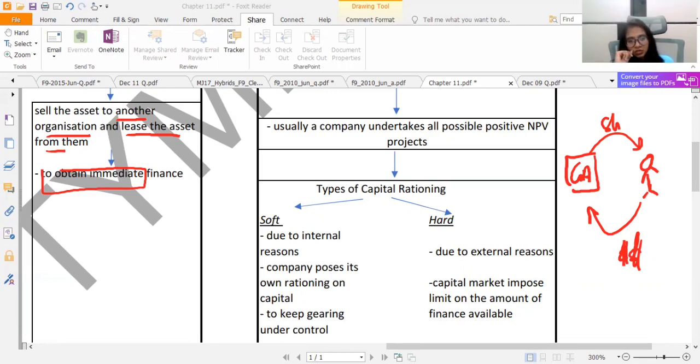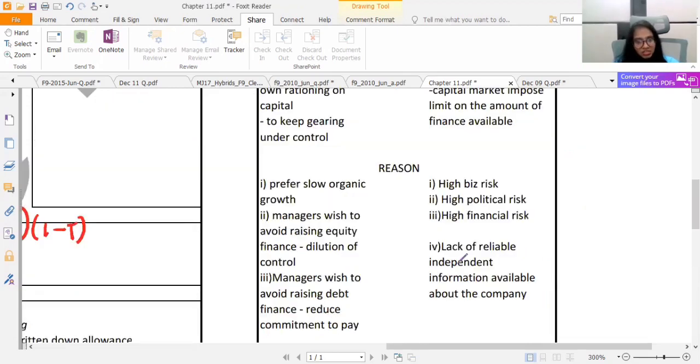All right. Now, when you rank your projects based on the profitability index, you must remember that profitability index is calculated using NPV over your PV of cash flow. Okay, let's go and double check.